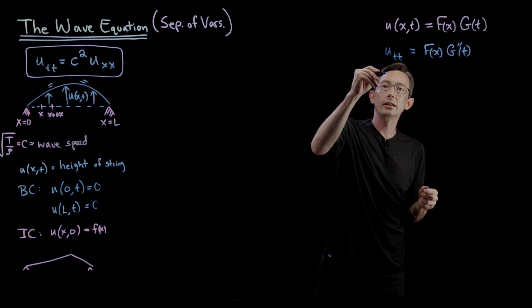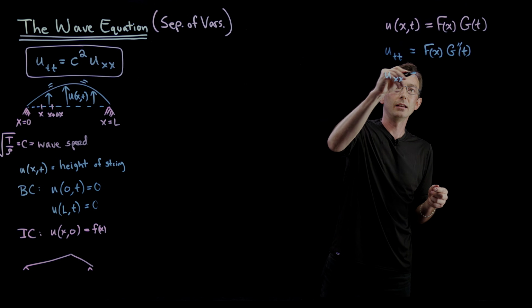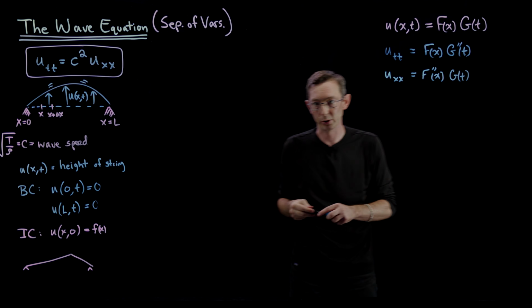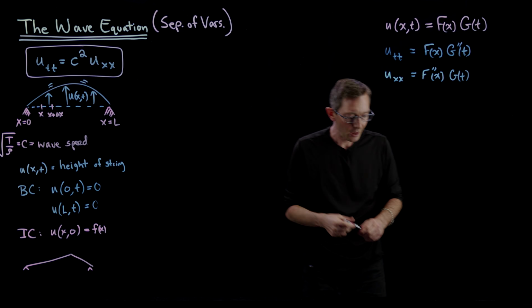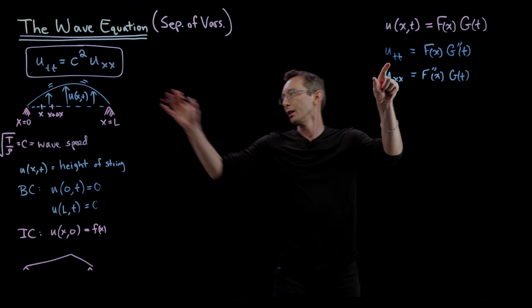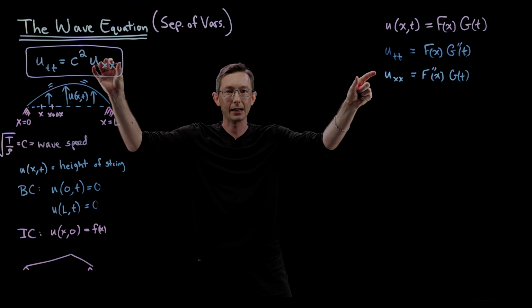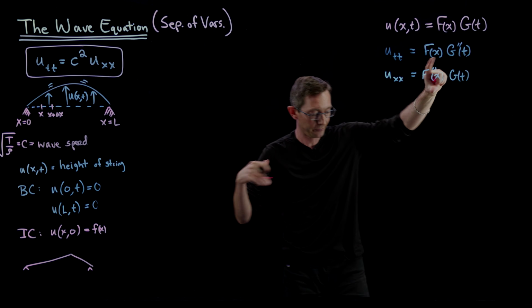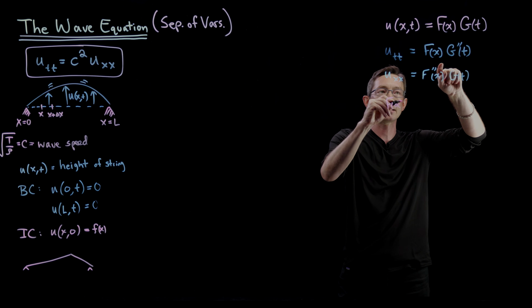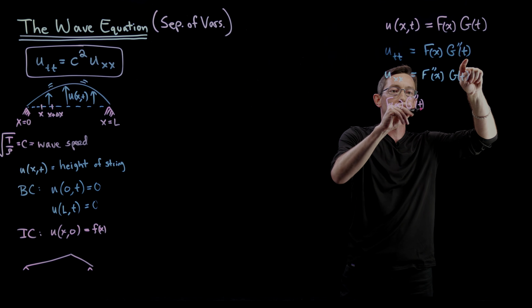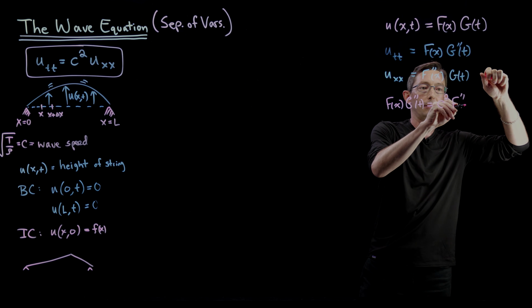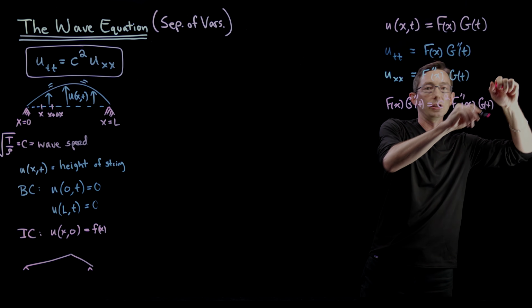And similarly, u_xx is f double prime of x times g of t. Pretty simple stuff here. Okay, and because we know that u_t equals c squared u_xx, I can use these expressions to essentially say that f of x g double prime of t equals c squared f double prime of x g of t.